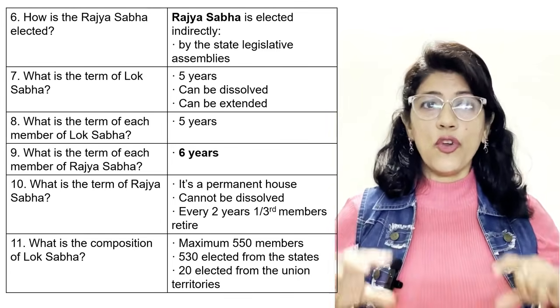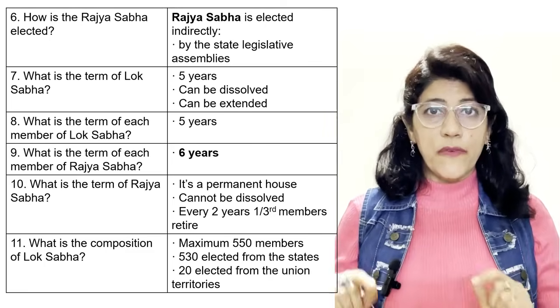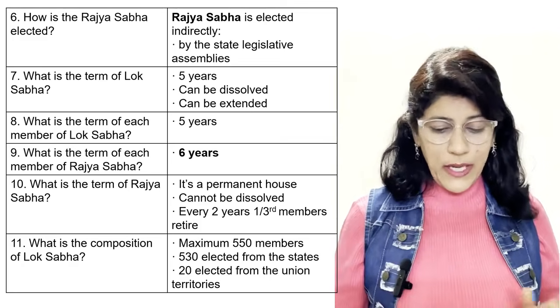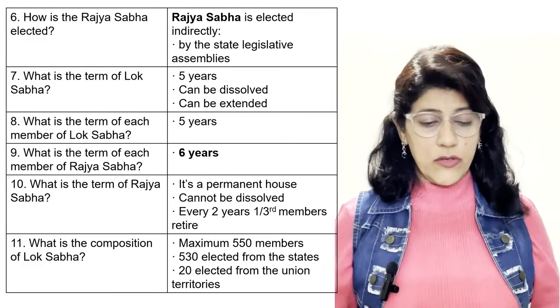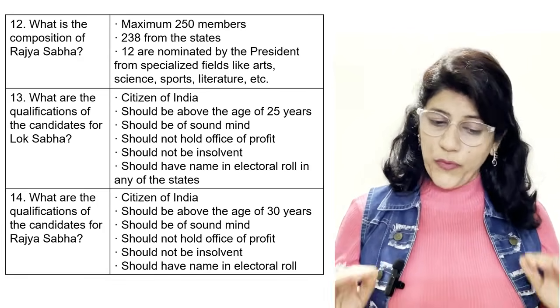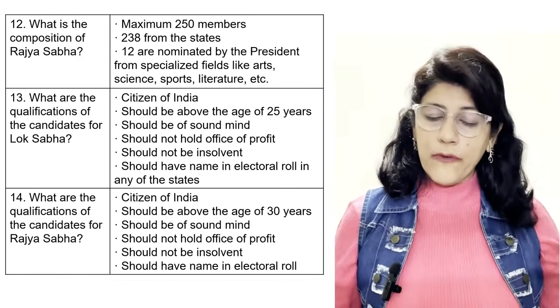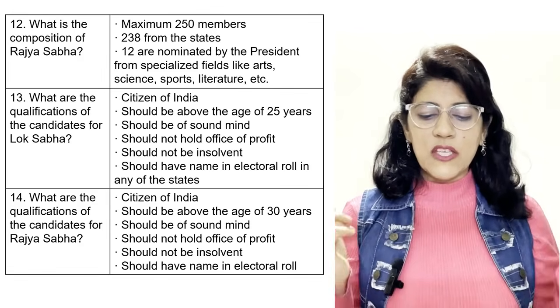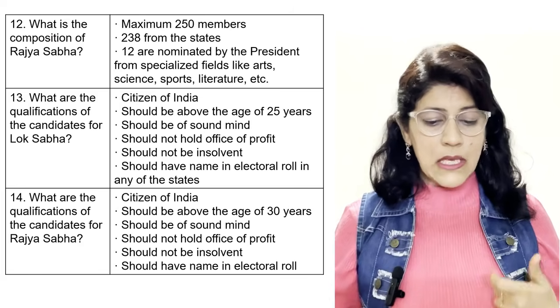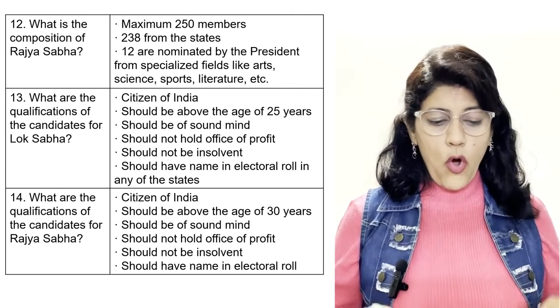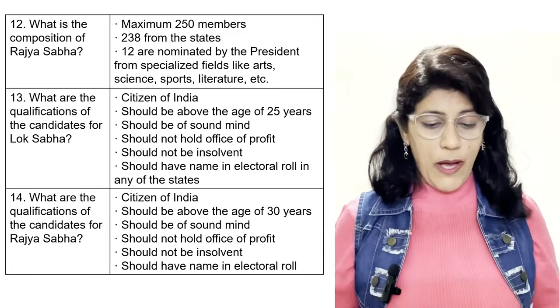What is the composition of Lok Sabha? Maximum 550 members, 530 elected from the states and 20 elected from the union territories. What is the composition of Rajya Sabha? Maximum 250 members, 238 from the states, 12 are nominated by the president from specialized fields like arts, science, sports, literature, etc.